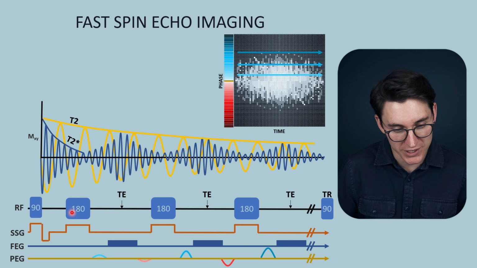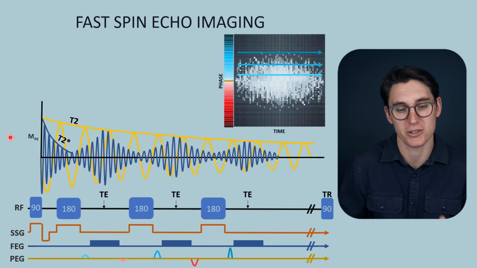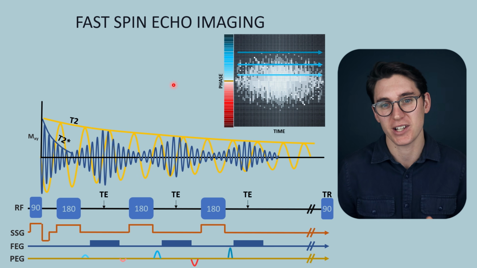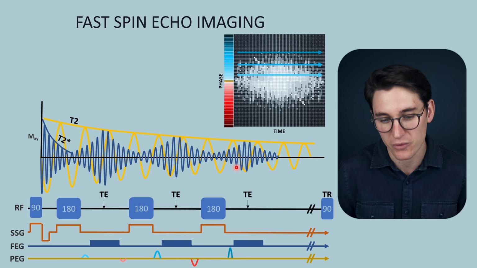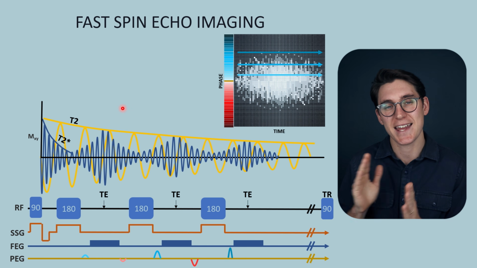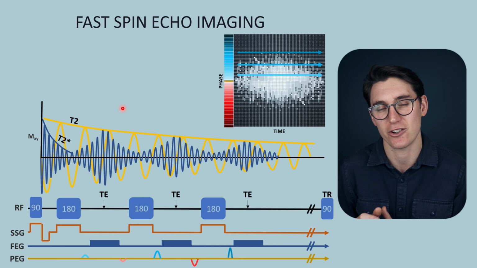What we can do is bring this 180-degree pulse closer to our initial 90-degree pulse, and that itself will also compress the pulse sequence. You can see now how we can acquire multiple different lines of k-space based on the number of echoes that we generate. The number of echoes that we generate is what's known as the echo train length, and our acquisition time is reduced by a factor of the echo train length.